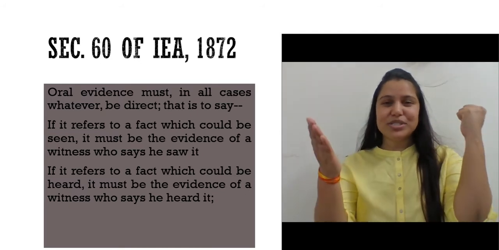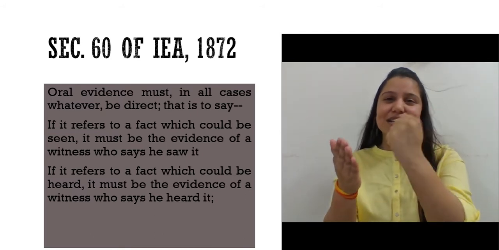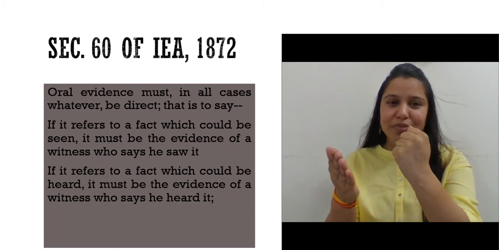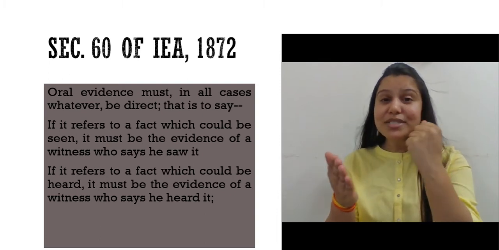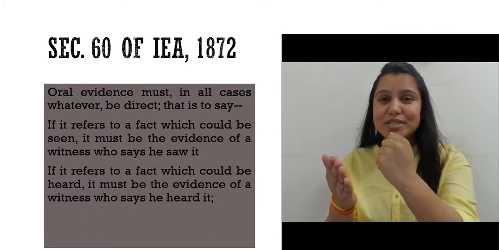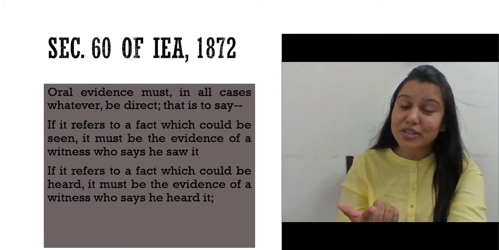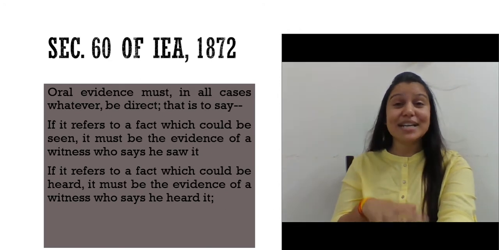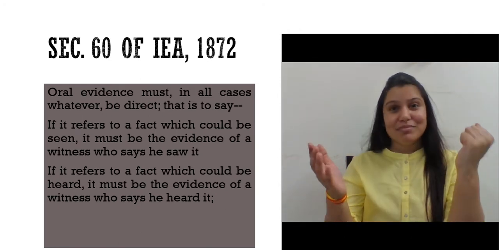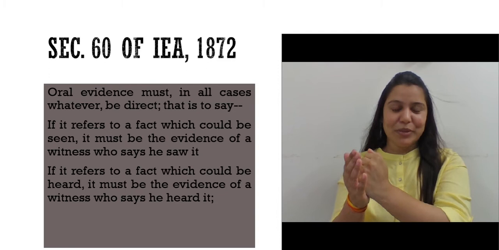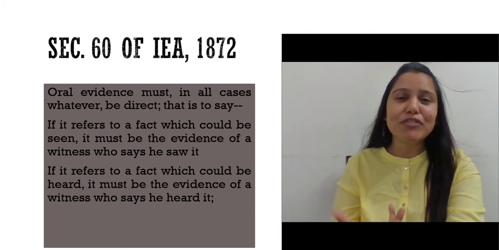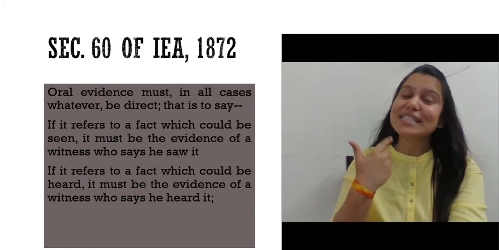A is trying to stab B, and that is the fact in issue, and this could be seen. A is stabbing B, this could be seen. For this, oral evidence could be given only by the person who says that he has seen A stabbing B. You're getting my point? The oral evidence should come from a person who has seen it.